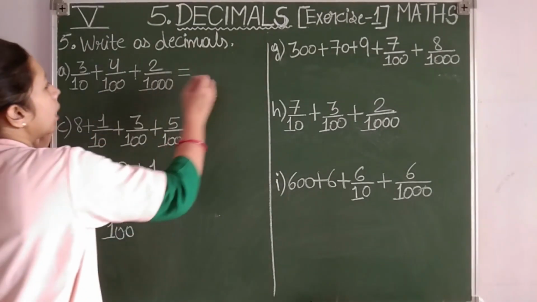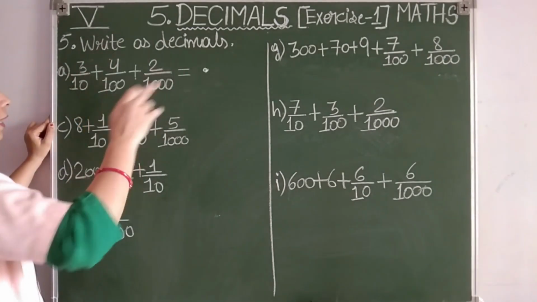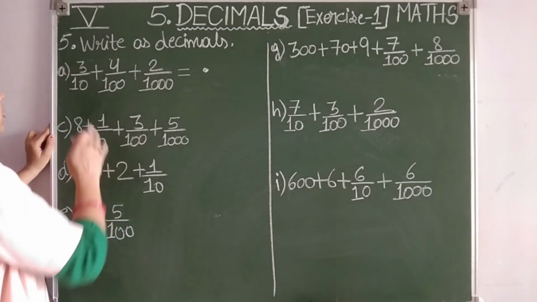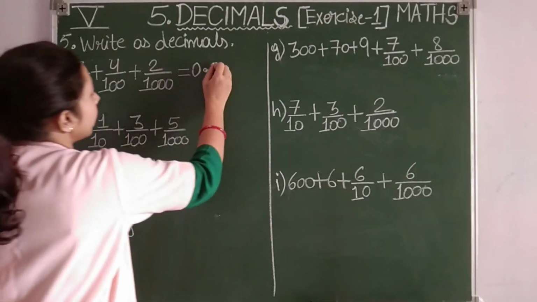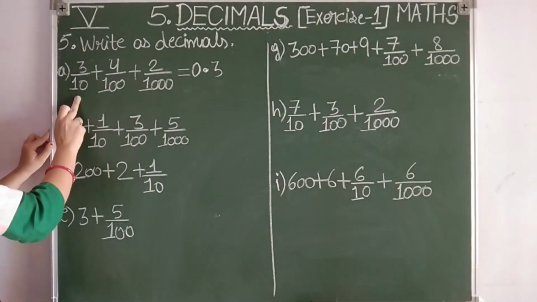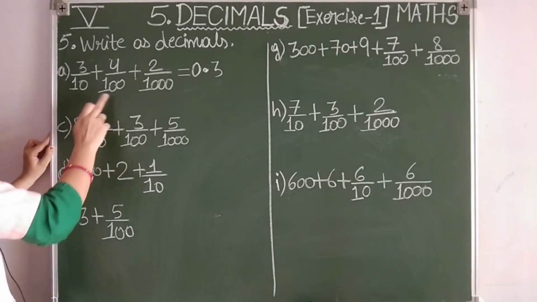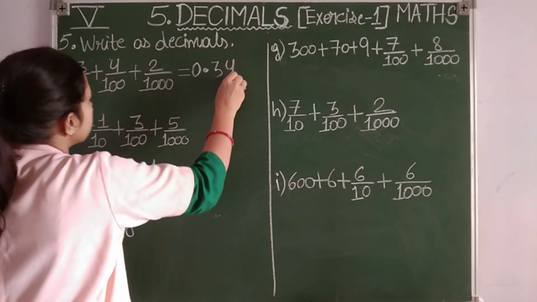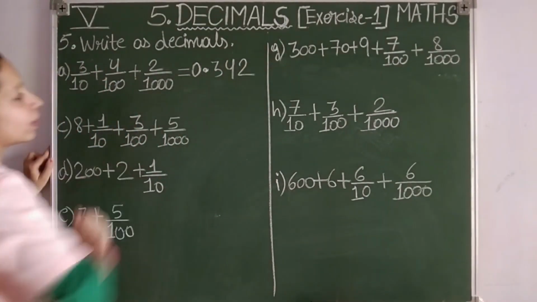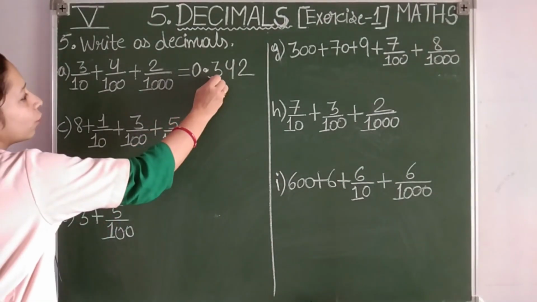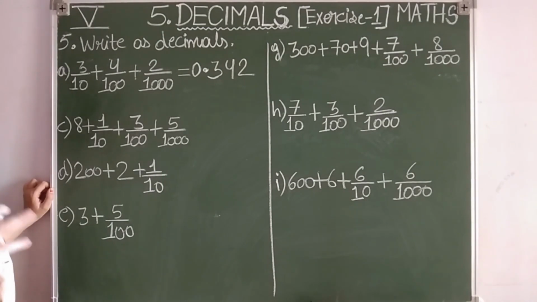So we know that upon 10 means all the digits will be written after the point, because these are decimal digits. So before the point I'll put a 0, then 3 upon 10 means just after the point. First place is for that number, upon 100 means the second place after the point, then third digit means third place after the point. Clear, students? So 0.342. See how simple it is, if you know the basics of decimals.